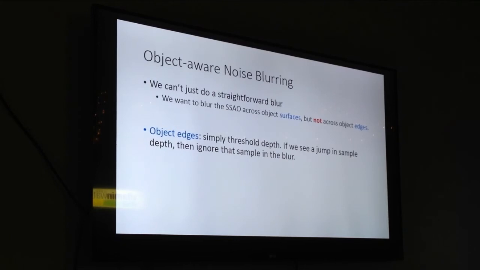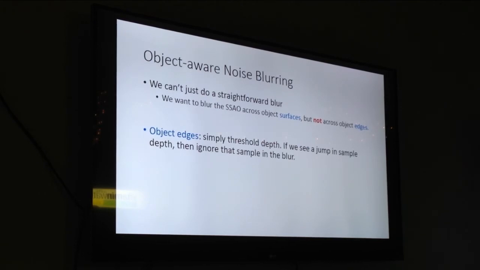We need to be aware of where the object stops and where the boundaries of each are. We need to understand something about the geometry. We want to blur across object surfaces, but not across object edges. So an easy way to do that is to read the depth texture again. You've got the depth texture there that you use for SSAO. You just read that, and you can simply threshold it.